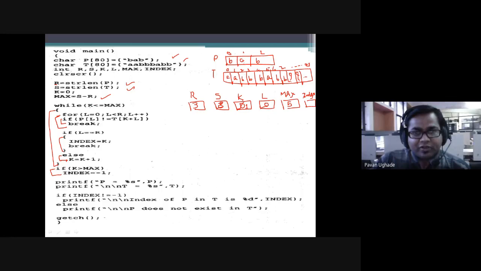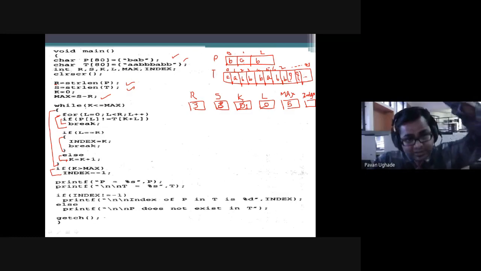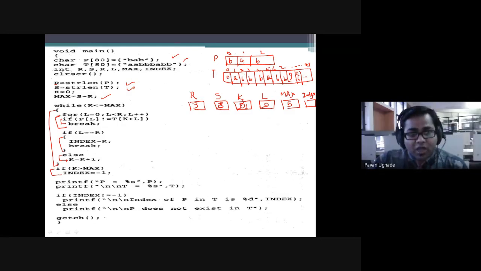Now the updated value of K is 1. 1 is less than or equal to max. What is the max? 5. So the condition is true, and once again it comes inside the while loop. We have to initialize the for loop, so L will be initialized again with 0, and 0 is less than R, condition true. Here it comes, if P of L. You may say, sir, L did not change, but what about K? K is changed, right? So we are checking.